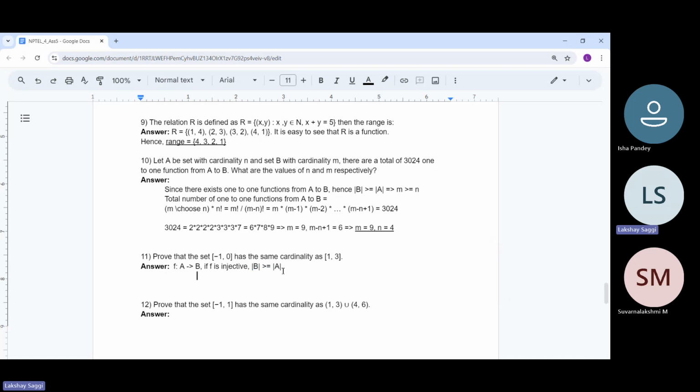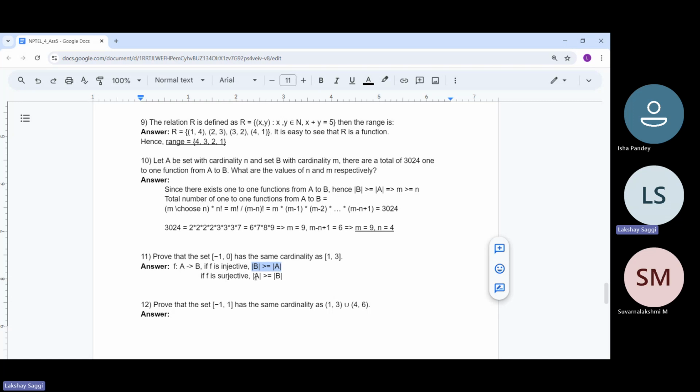Similarly, if f is surjective, then what we can say is cardinality of A should be greater than or equal to cardinality of B. So if there exists a function f from A to B such that f is injective, then cardinality of B should be greater than or equal to cardinality of A. Similarly, if f was surjective, then cardinality of A should be greater than or equal to cardinality of B.